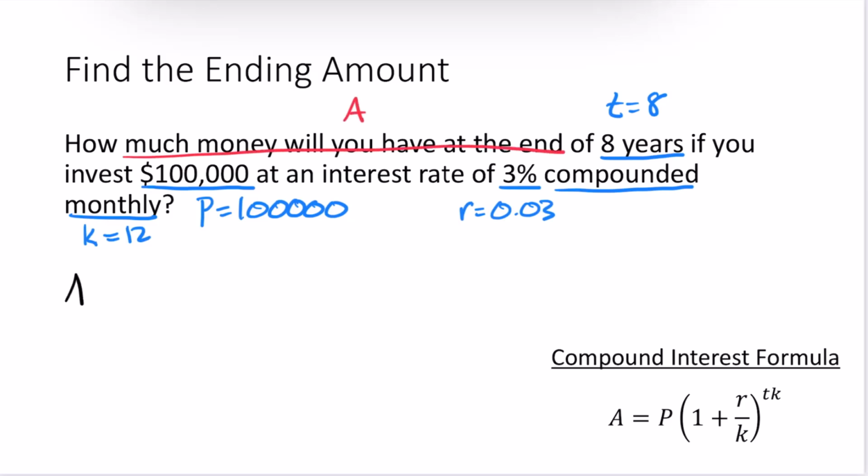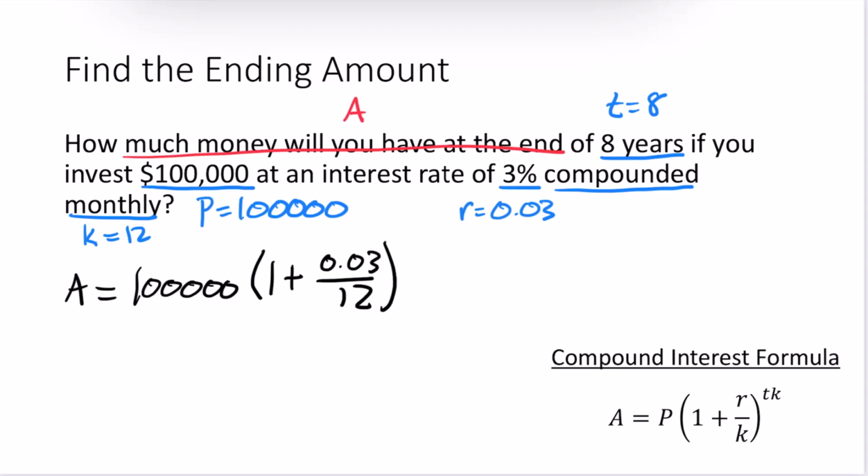So to calculate this, I'll just plug everything in and I'll get A equals 100,000 times 1 plus 0.03 divided by 12 raised to an exponent of 12 times 8. And just like I did on the last problem, I'm going to simplify my exponent and say 12 times 8 equals 96. Or in other words, there's 96 months that this interest is going to be compounded over.